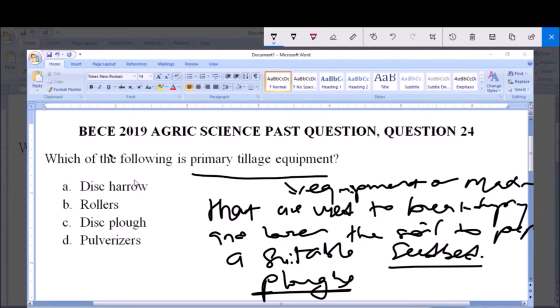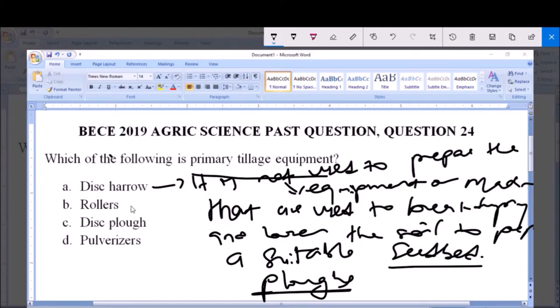We have A here, which says disc harrow. Now I want you to understand that a disc harrow is also an agricultural machine. But a disc harrow is not used to prepare the soil for seedbed purposes. It is actually used to chop out unwanted crops. A disc harrow is used to chop out unwanted crops.